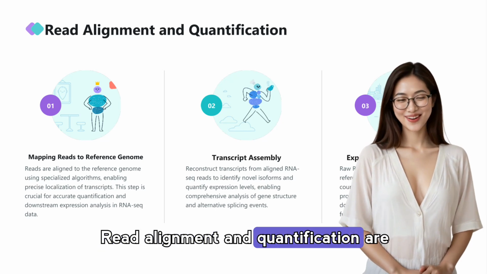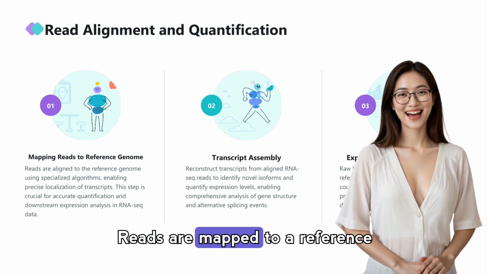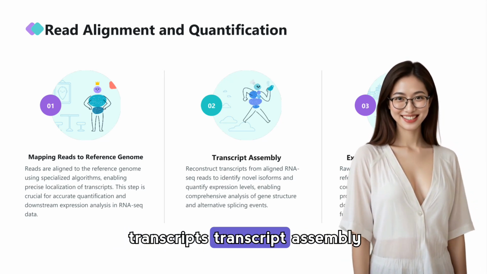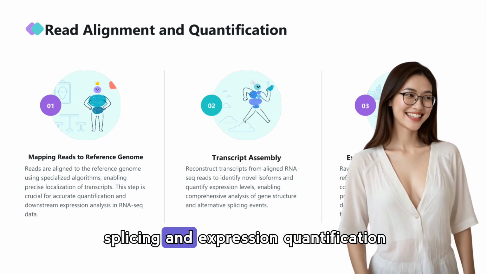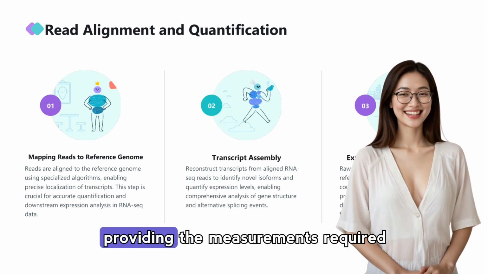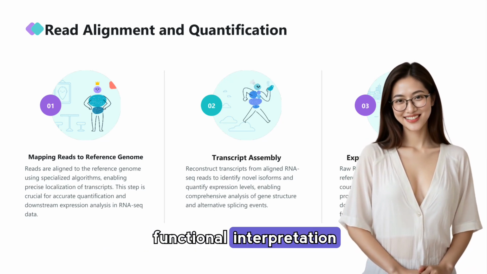Read alignment and quantification are the backbone of RNA-seq analysis. Reads are mapped to a reference genome or transcriptome to locate transcripts. Transcript assembly reconstructs isoforms and alternative splicing, and expression quantification counts reads per gene or transcript, providing the measurements required for downstream comparisons and functional interpretation.